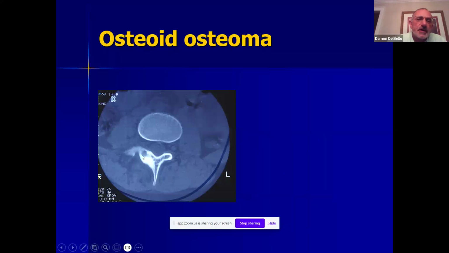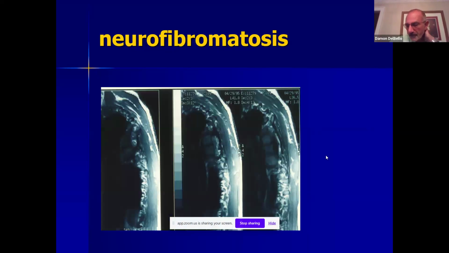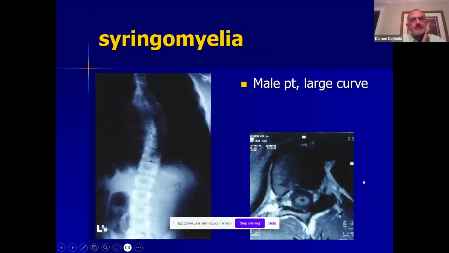Other causes, this is a classic osteoid osteoma in the posterior elements. Again, it causes pain. The pain and spasm causes a curve. So don't be fooled. Neurofibromatosis comes in a variety of forms. There can be neurofibromas. There can be intraspinal dysplasia. The bottom line with neurofibromatosis is it can be very progressive. It generally requires early fusion and can sometimes require front and back fusion due to both its severity and progressive nature.